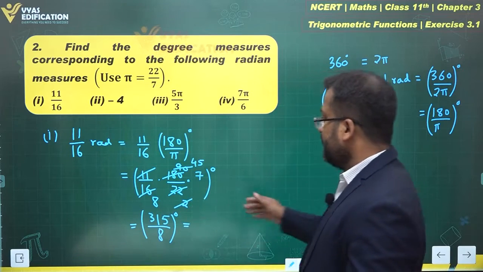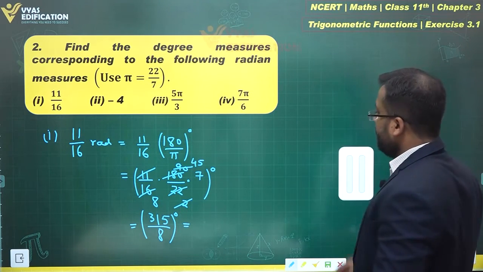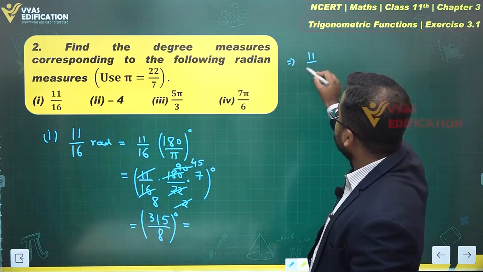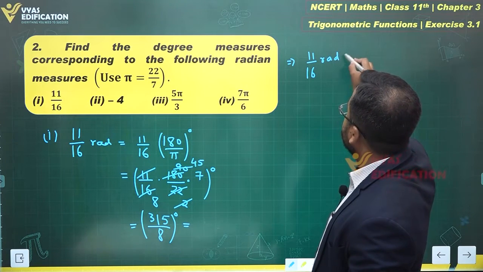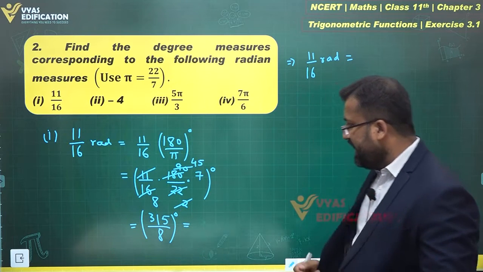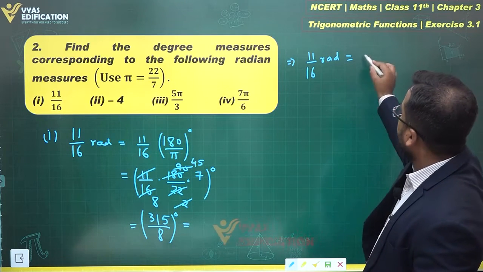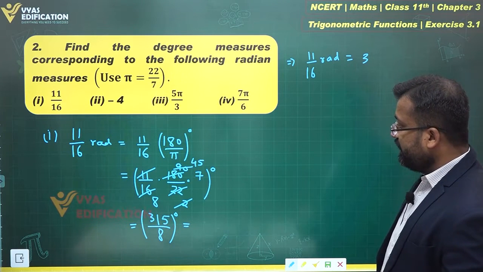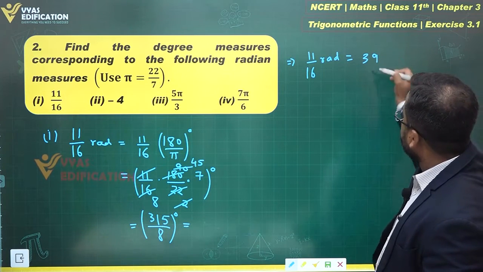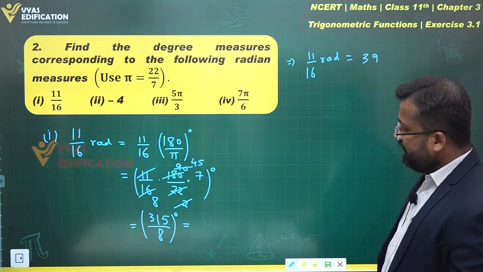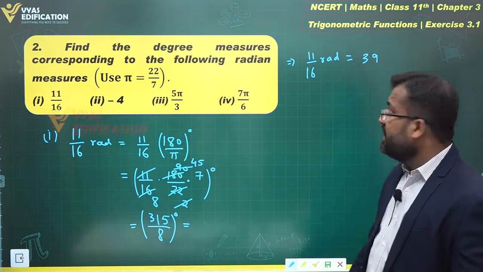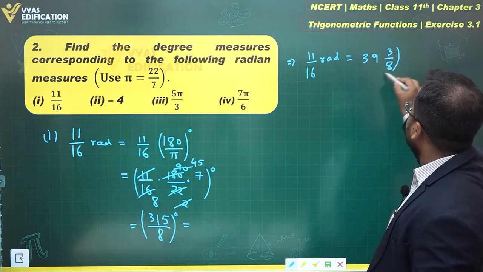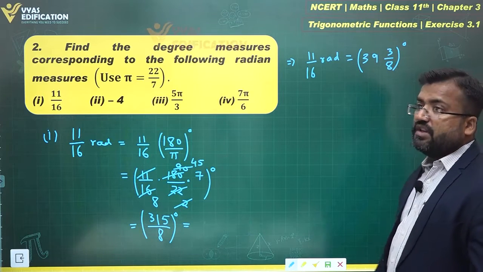Let's try to simplify that further by dividing this. So this gives me 11 by 16 radian is equal to what? 315 divided by 8: 3 times 8 is 24, then you have 75, 9, 72, and 3 remains. 39 whole 3 by 8 degrees is what I get, right? 39 whole 3 by 8 degrees.